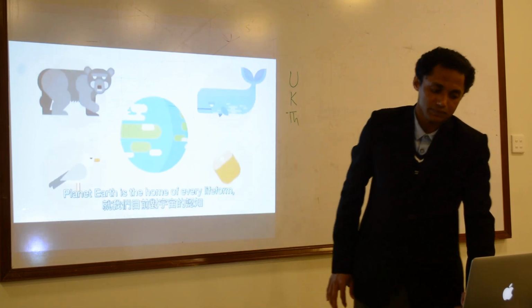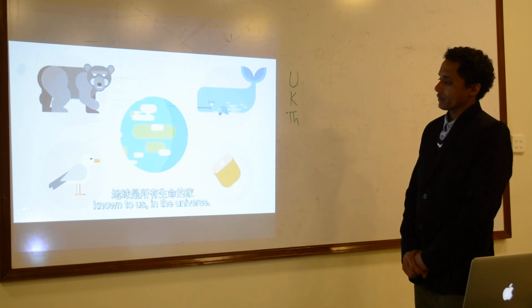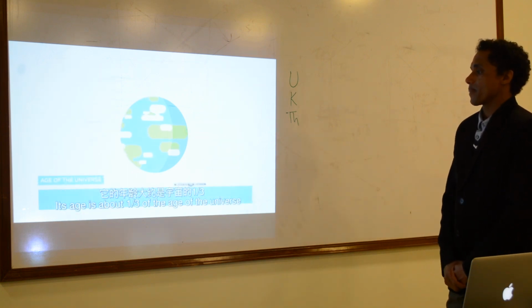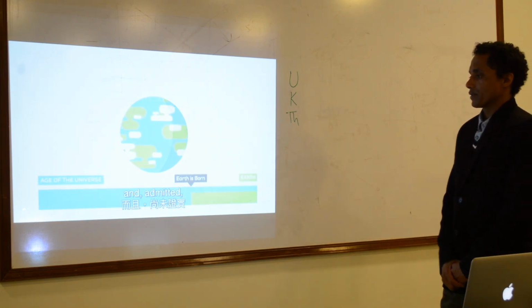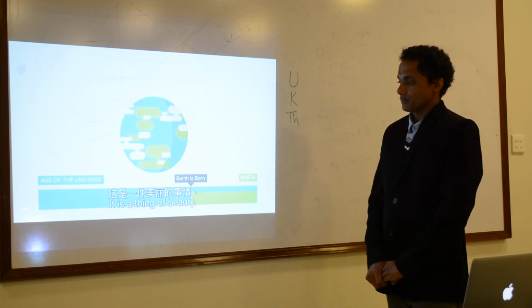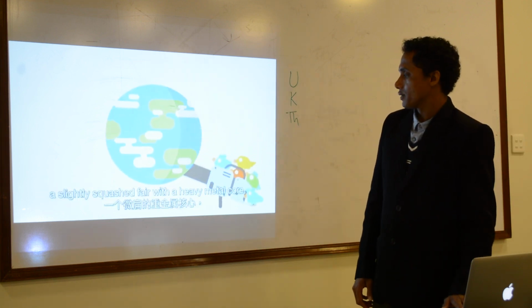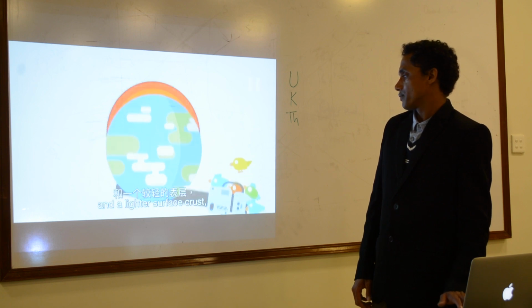Planet Earth is the home of every life form known to us in the universe. Its age is about a third of the age of the universe, and, admit it, it is a thing of beauty. A slightly scorched sphere with a heavy metal core.